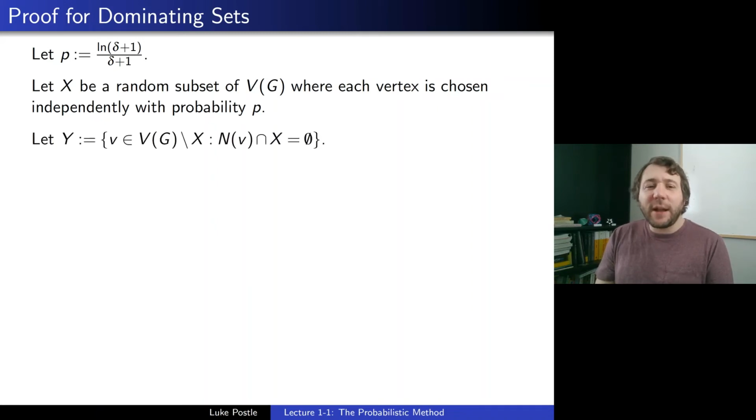And then we're going to let Y be those undominated vertices. So this would be the vertices v in V of G minus X, such that the neighborhood of v intersect X is the empty set, so the undominated ones. I will note that Y is also a random variable, right? So X is random, and once you fix X, then Y is fixed.